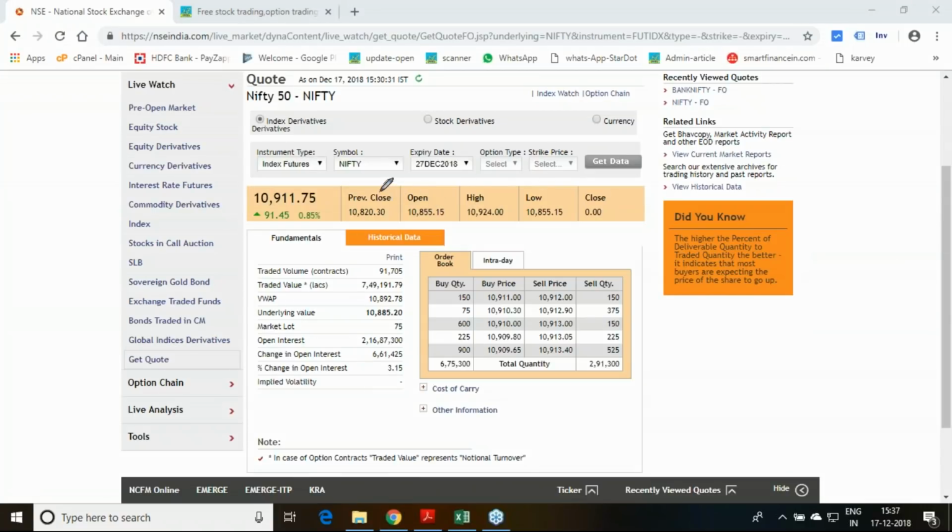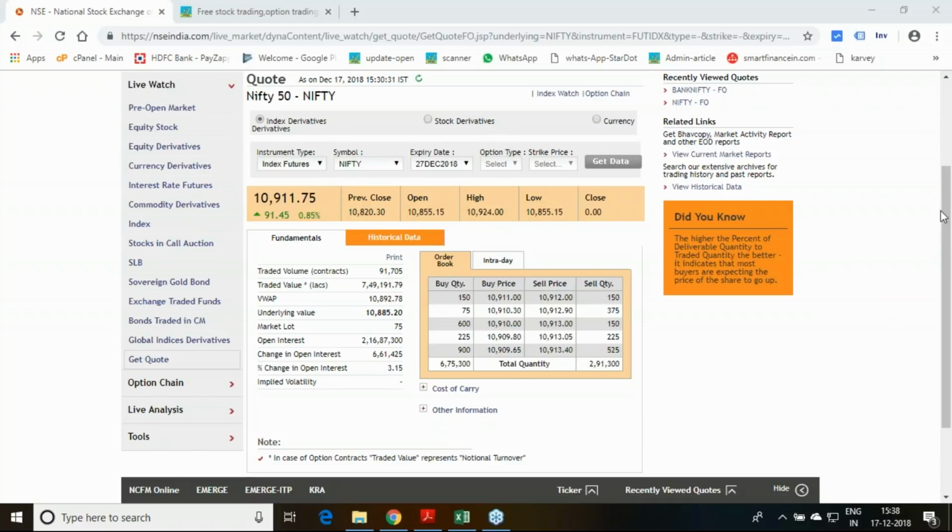Today the Nifty future opened at 10,855.15, and it went up to 10,924. The opening itself was the low, and we closed at 10,911.75. This is what the Nifty has given today.